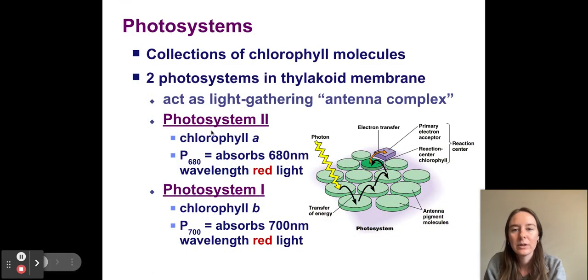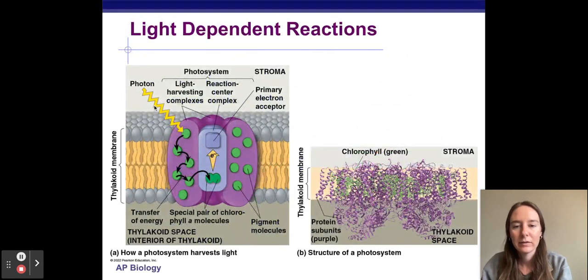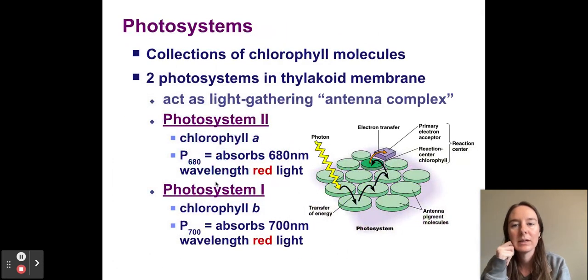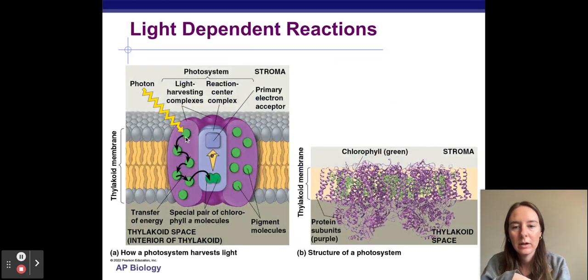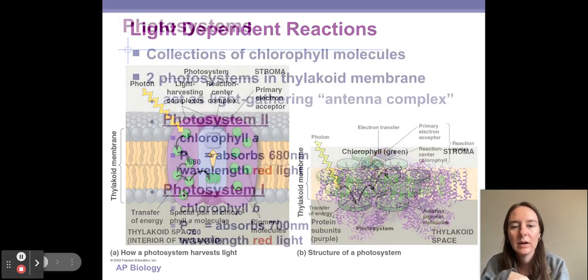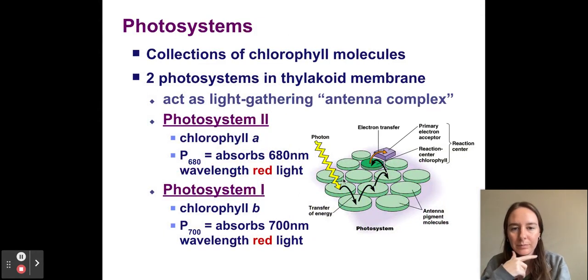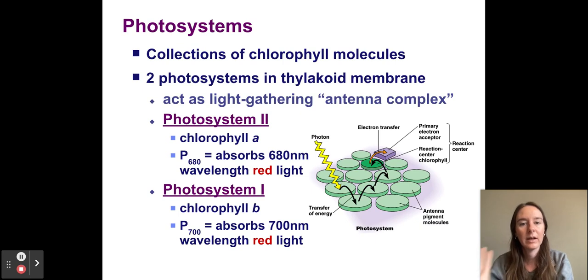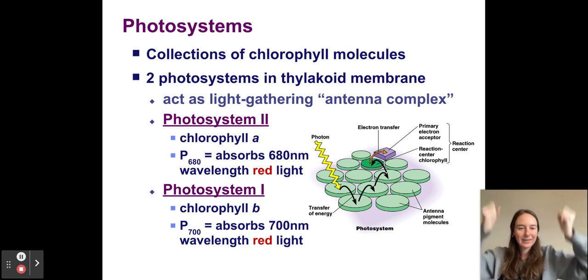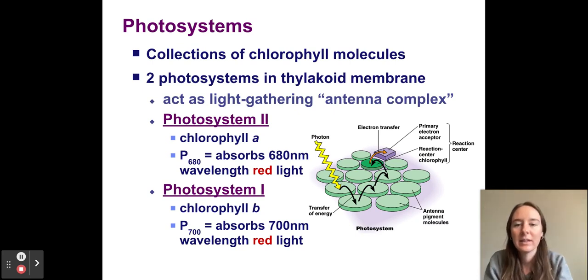All right, so we just talked about this idea of a photosystem, but let's take a closer look at what a photosystem is. So a photosystem is a collection of chlorophyll molecules. So all of these green pieces here are individual chlorophyll molecules. And there are two photosystems that are important in the thylakoid membrane. And they act as a light gathering antenna complex. Antenna means they're like searching for the sunlight and they're grabbing onto the energy from the sunlight.